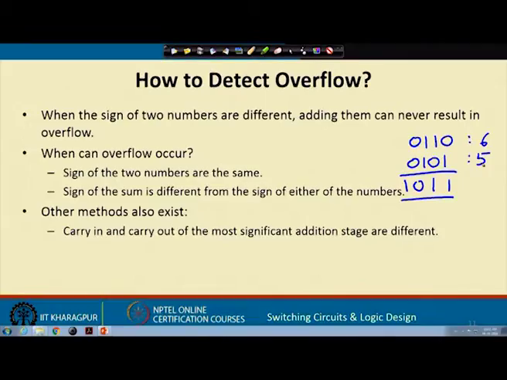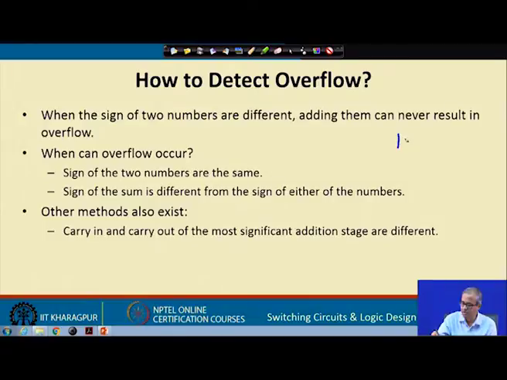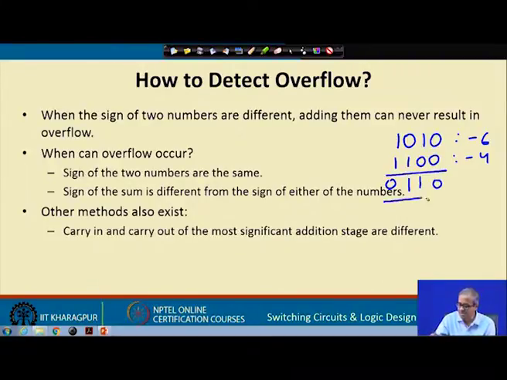Let us take another example. Let us take some negative numbers. Let us say 1 0 1 0, which represents, you can check, minus 6, and let us say 1 1 0 0, this is minus 4. Here again if you add, 0 1 1, this becomes 0 with a carry of 1, the carry you are ignoring. You see the numbers were negative, but the result has become positive. Again, when you add this, the result is supposed to be minus 10, which cannot be represented in 4 bits. This again is overflow.